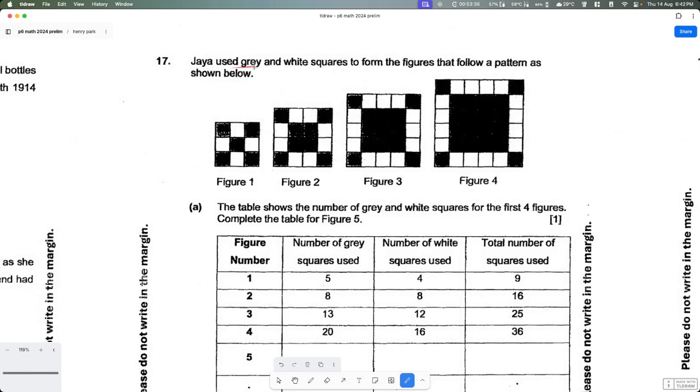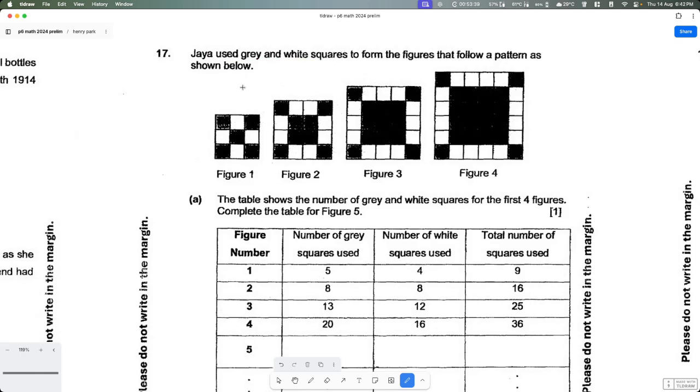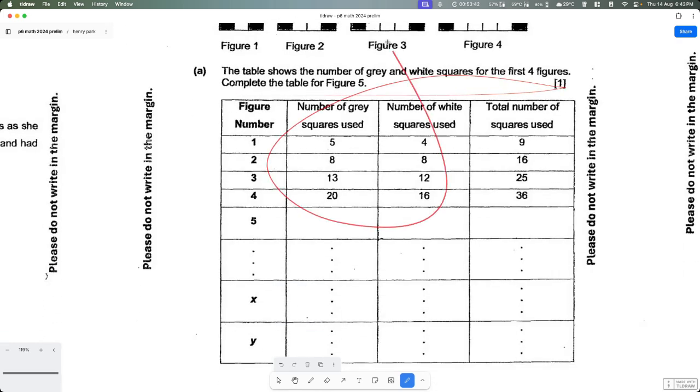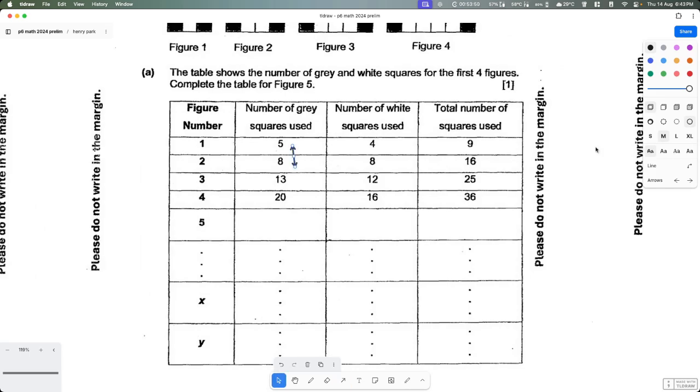So it says here, Jaya used gray and white squares to form the figure that follow pattern as shown below. Okay, let's see the patterns over here. Right, I think for this 4 and 8. Okay, so over here, I will just put the plus sign, right? So 5 to 8 is 3, and then 8 to 13 is 5, and then 13 to 20 is 7. Okay, so for this 4, 8, 12, 16, this one is just multiples of 4.